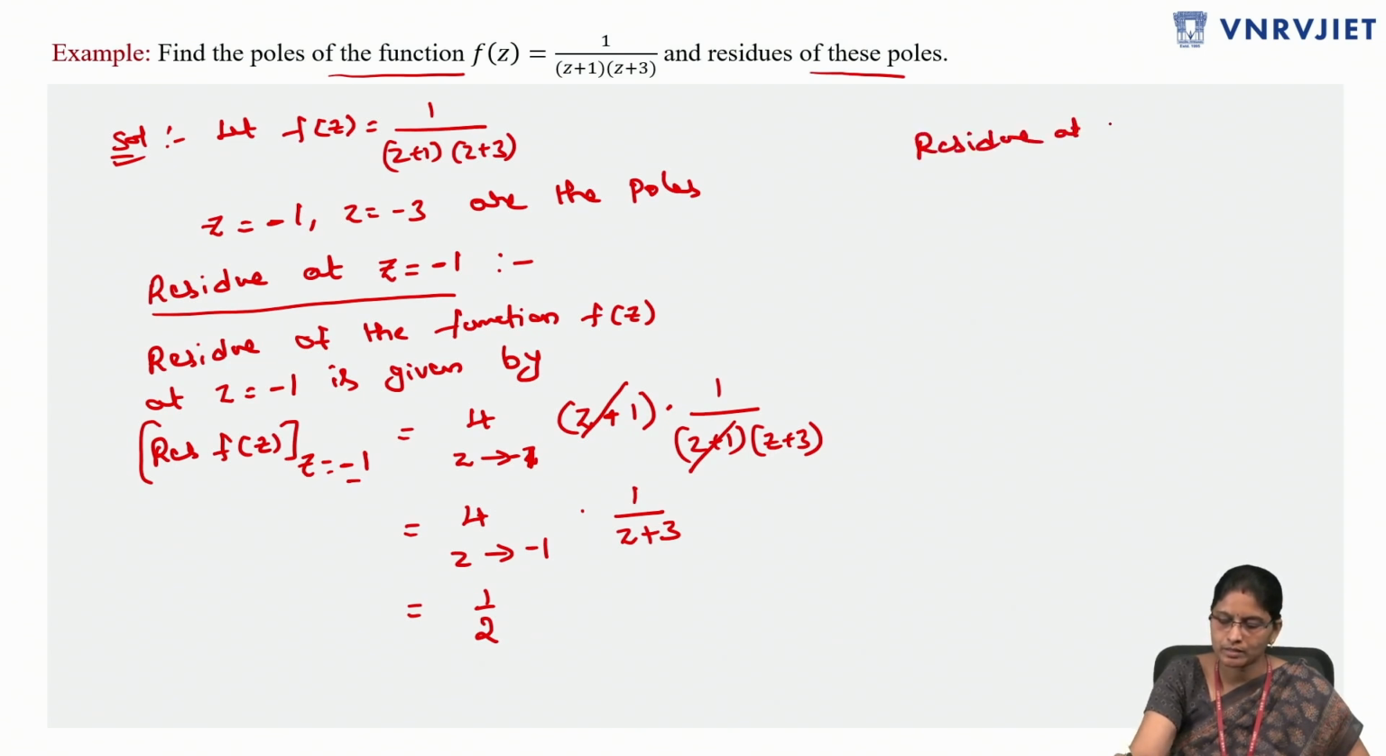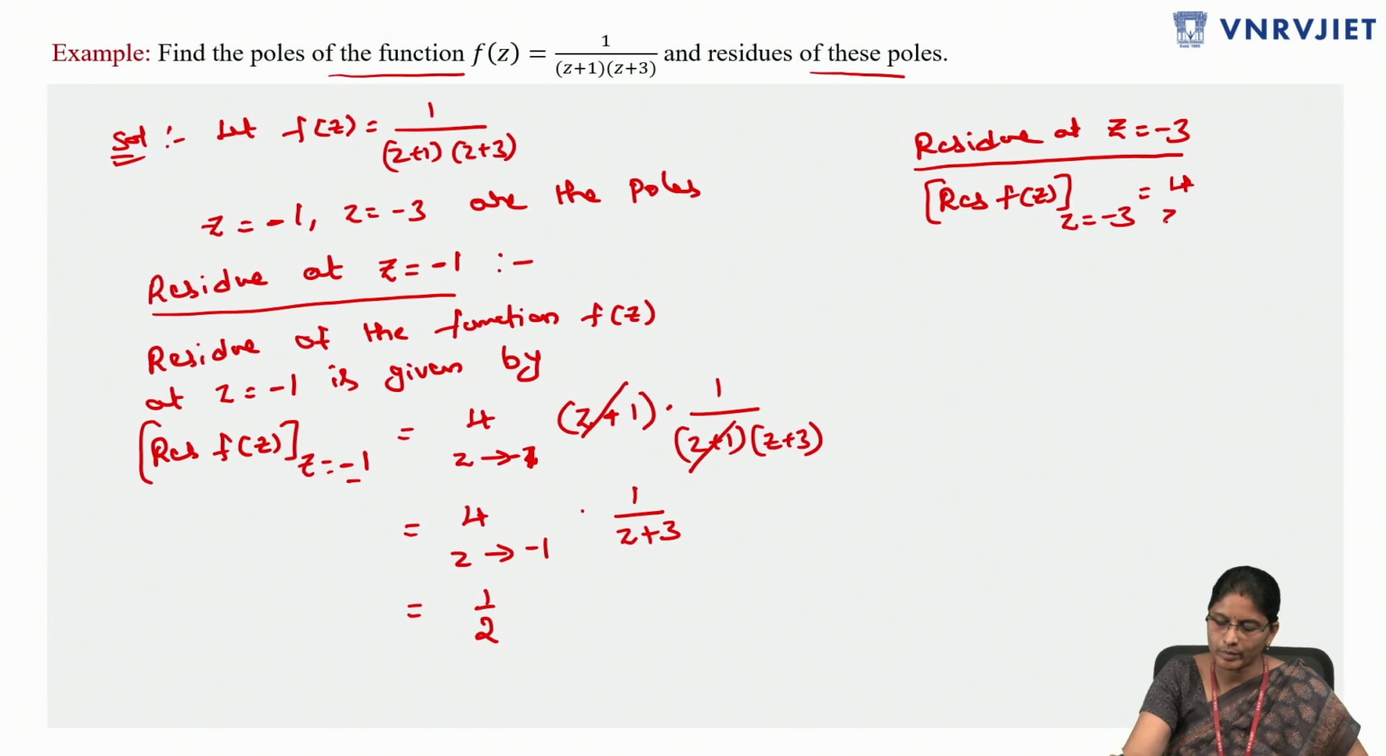Next, we have to find out the residue at z is equal to minus 3. Residue of f of z at z is equal to minus 3 is limit z tends to minus 3, z plus 3 into f of z. What is f of z? 1 by z plus 1 into z plus 3.